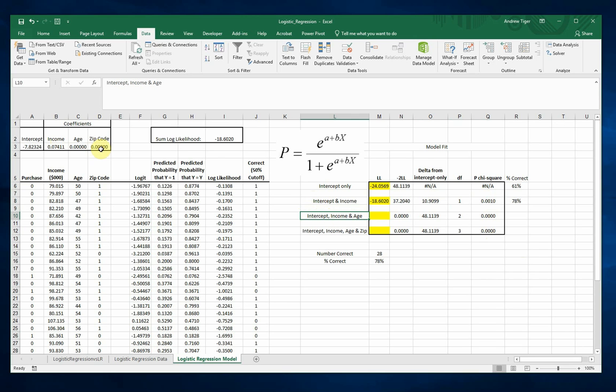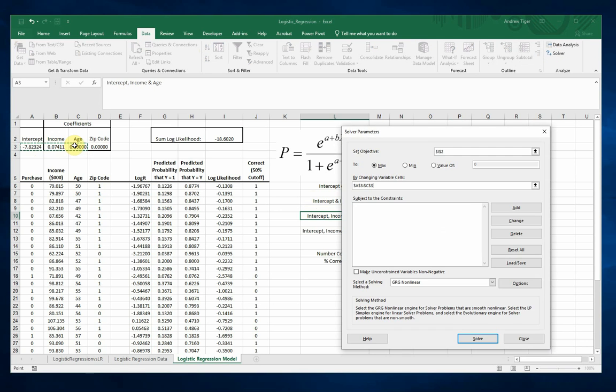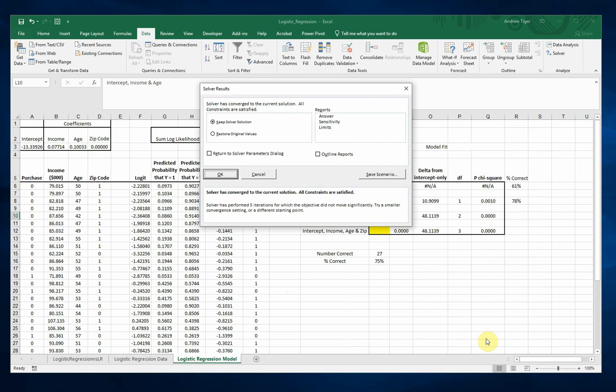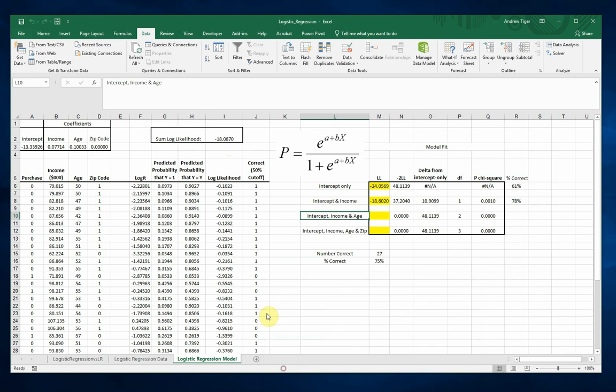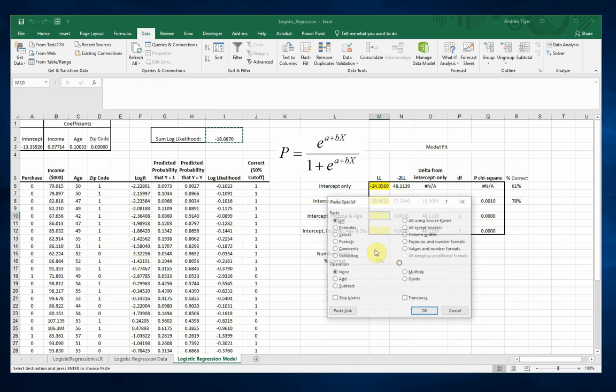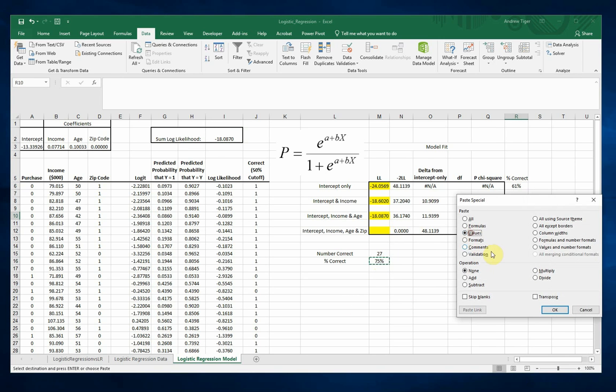Let's now allow it to have two variables. So go under Data Solver. Now add age to it, and hit Solve. Originally the likelihood was minus 18.6, and now it's minus 18.1, which isn't very much. So I'm going to copy that and put it right there. I'm going to take this 75 and look at it. It actually went down. The prediction went down.